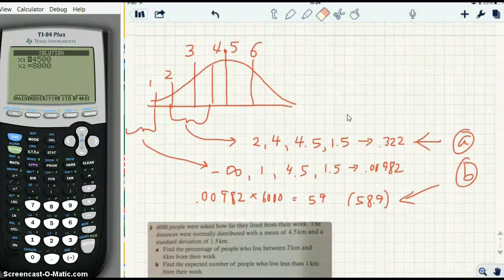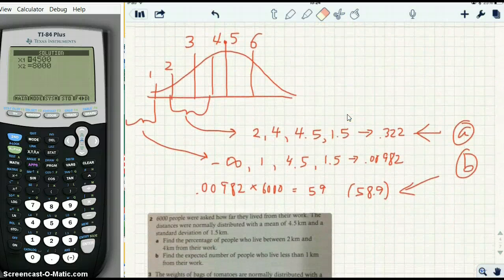Okay, now the next problems are going to be normal distribution problems. So the first one here is 6,000 people were asked how far they live from work. The distances were normally distributed with a mean of 4.5 kilometers and a standard deviation of 1.5 kilometers. Let's draw a picture of that just to start with. So we draw the normal distribution. The mean is 4.5 kilometers, so we put 4.5 right in the middle.